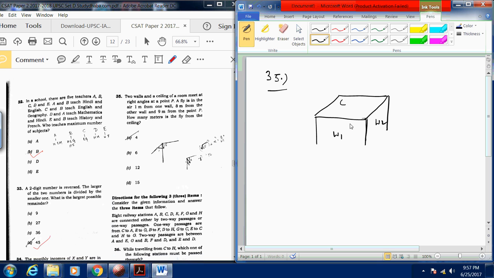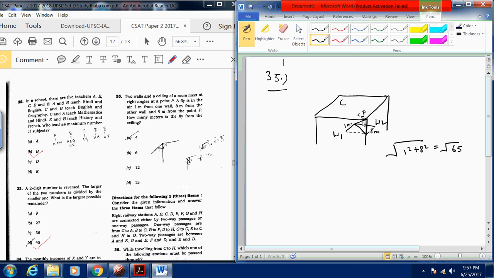So the fly is somewhere, say here in space, and it is 1 meter from one wall, so it is 1 meter from here, and 8 meters from the other wall. These are meeting at a point P, and this distance is also given. From point P it is 9 meters. So this is 1 meter, this is 8 meters. When you do this, you get a rectangle. The diagonal of the rectangle will be simply 1 square plus 8 square, that will be equal to root of 65.